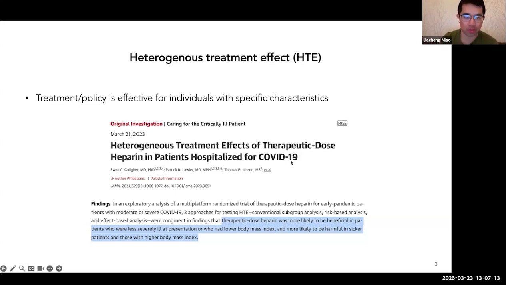So here's one paper from JAMA about 2 years ago, and their treatment is therapeutic dose heparin, to see whether it can improve the patient status for COVID-19 patients. And the result is that they found this drug was more likely to be beneficial in patients who were less severely ill at presentation or who have lower body mass index. So these are typically considered heterogeneous treatment effects, where we may only prescribe those drugs to patients who have these specific characteristics.